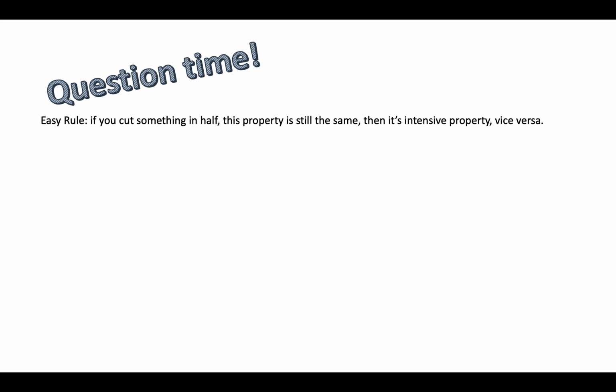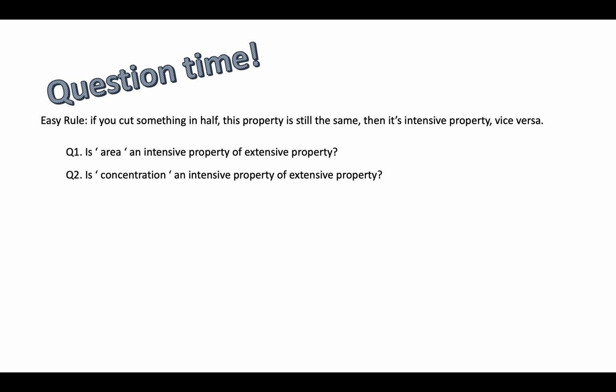So let's do a few examples of this. Let's say, is area an intensive property or an extensive property? Well, let's think about it. Let's say you have a circle, right? And then you have the area of the circle. If you cut it in half and put half away, you're only going to have half the area, right? So it is related to the amount of it. So it's going to be an extensive property.